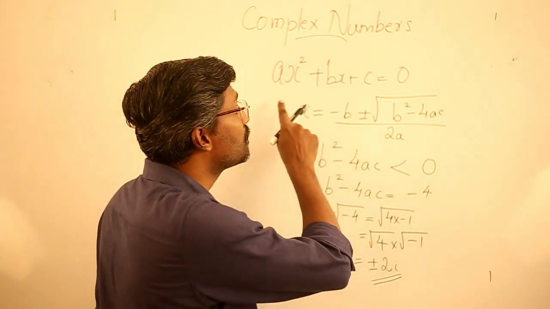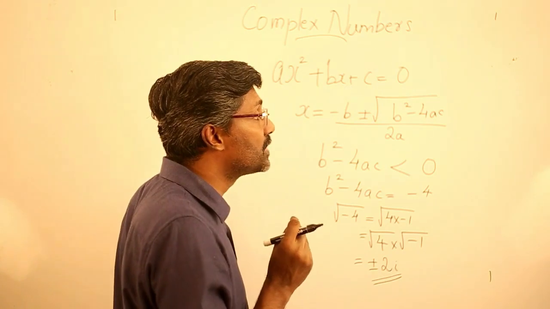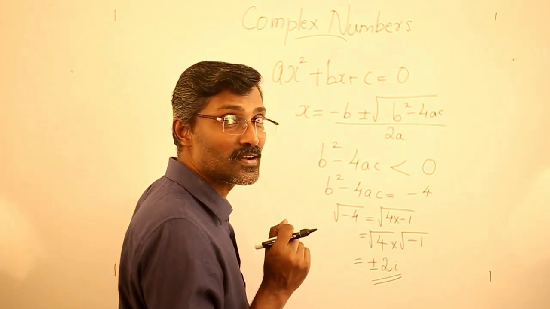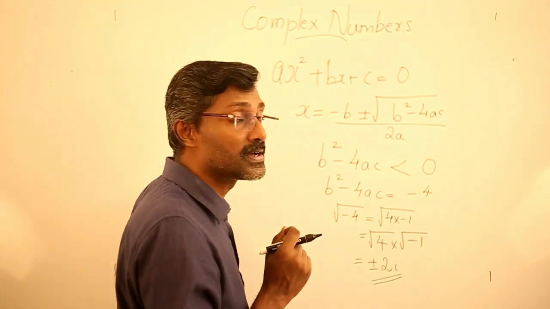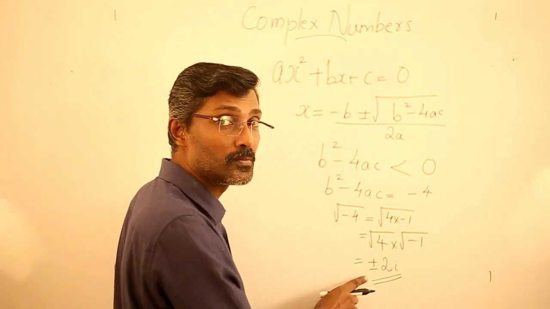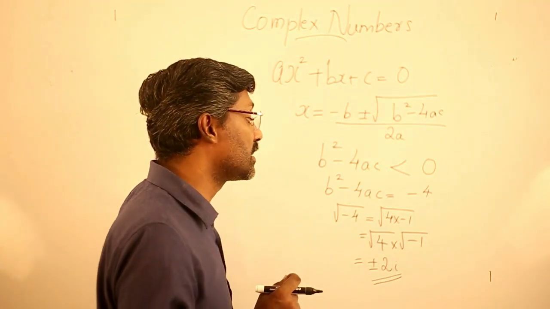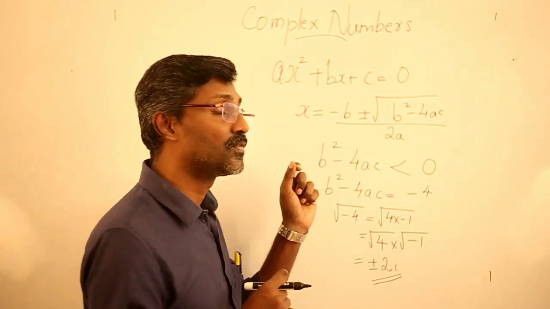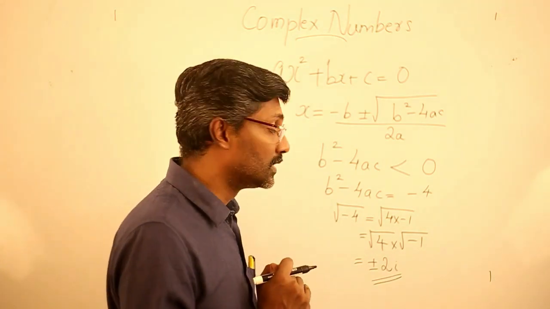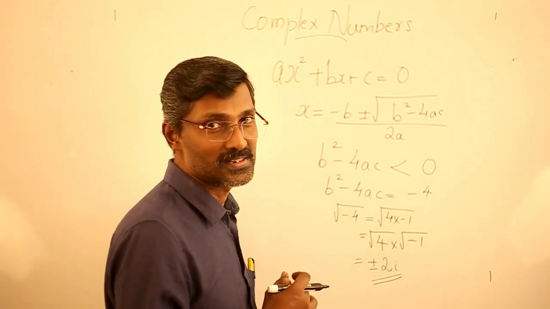So once you understand the relevance of the value of b square minus 4ac, you will understand what a complex number is. When b square minus 4ac is negative, that's when you get a complex number as the square root. Clear? So you have to understand this really well. Once b square minus 4ac, the discriminant of a quadratic equation, is negative, then you get the value of the roots as complex numbers.